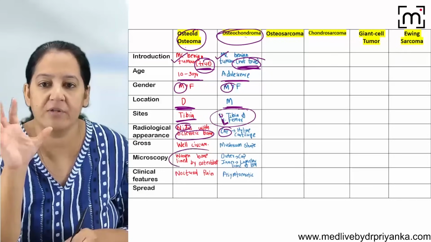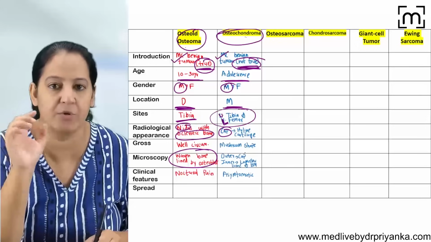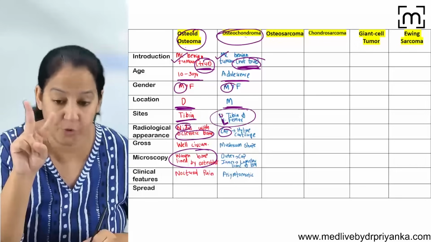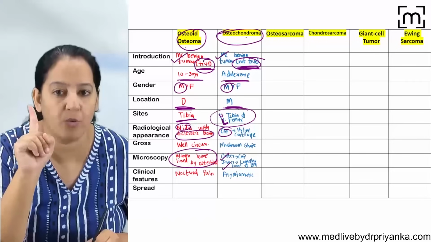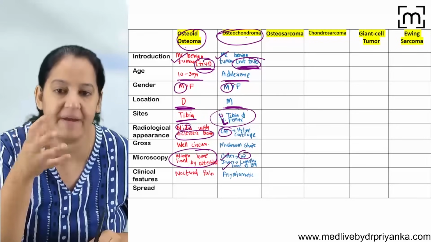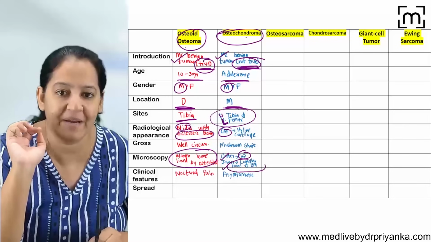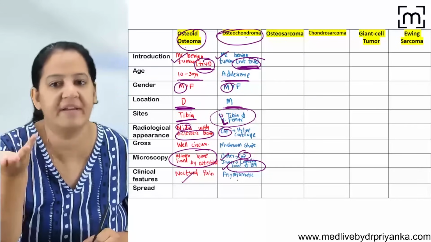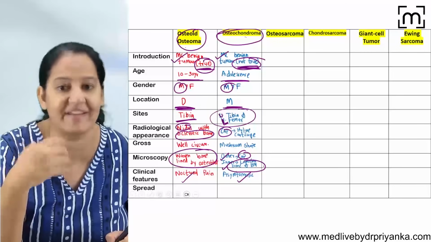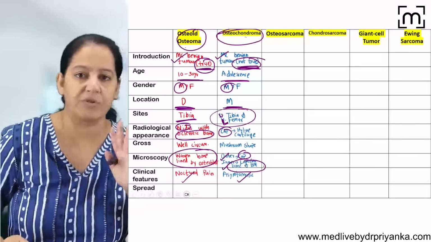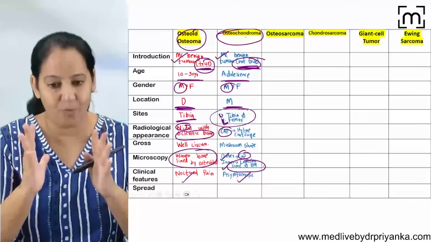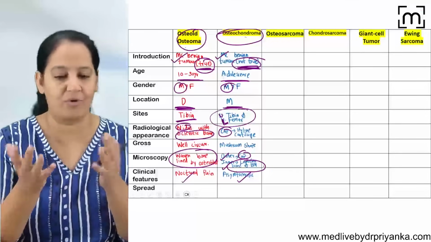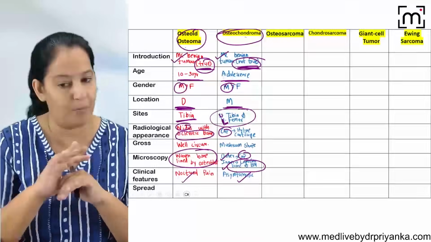Microscopy: there was woven bone lined by osteoblasts. Here I told you 2 areas, outer and inner. The outer area is the cartilaginous cap, and the inner area has lamellar bone along with bone marrow. There we had nocturnal pain, but here it is usually asymptomatic, though rarely it can produce deformity. So that is osteochondroma, and we have compared the 2 benign tumors. One is true, one is not true. The most common 2 benign tumors of the bone are done.